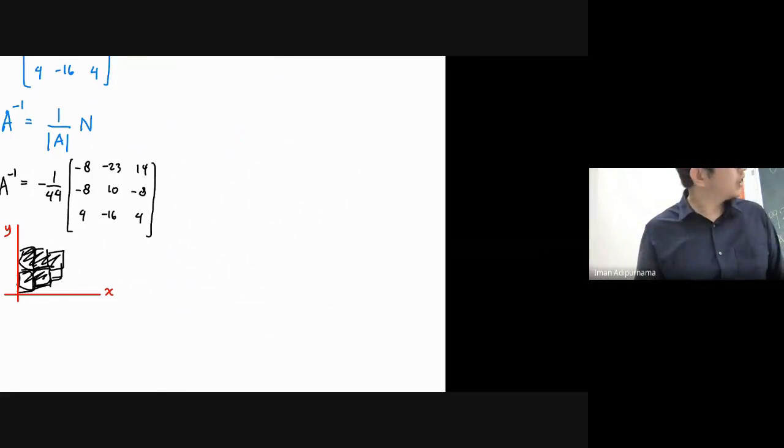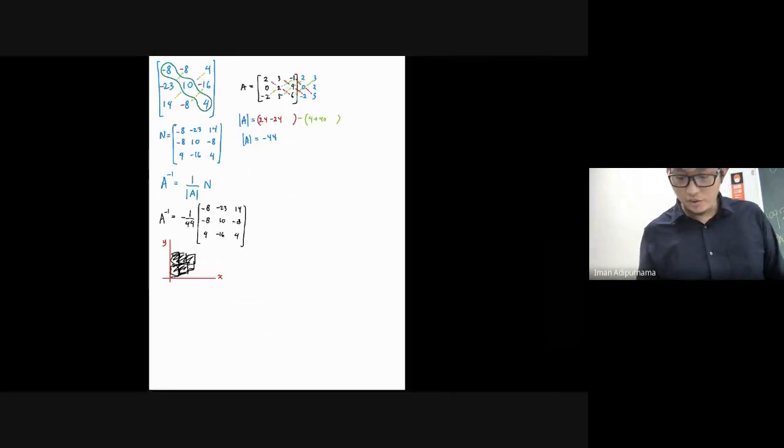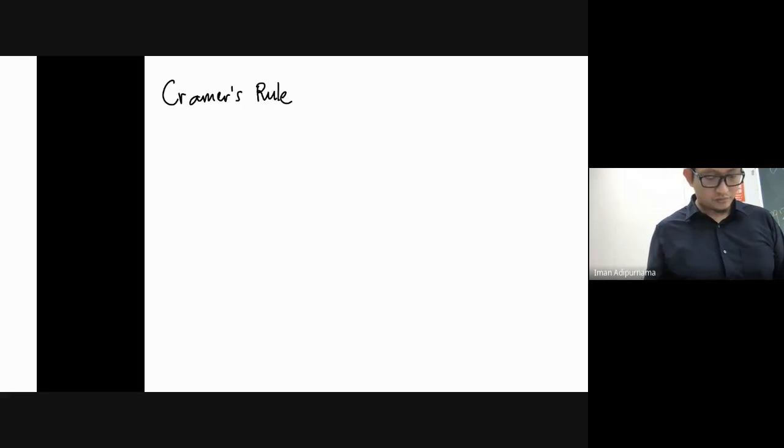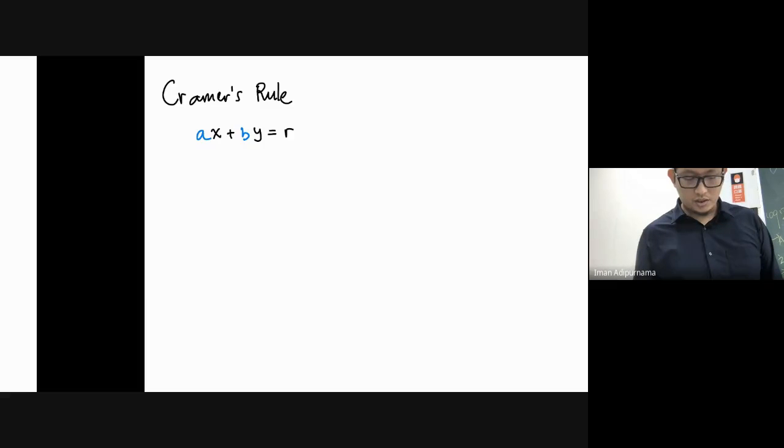Okay, let me write on the right side, or maybe on a new page. I think a new page is better. So I will start with Cramer's rule. Let me write a set of equations. ax plus by equals r, and then cx plus dy equals s.